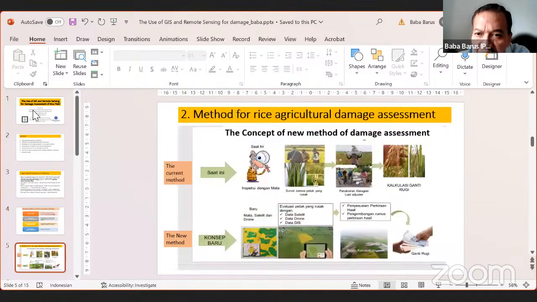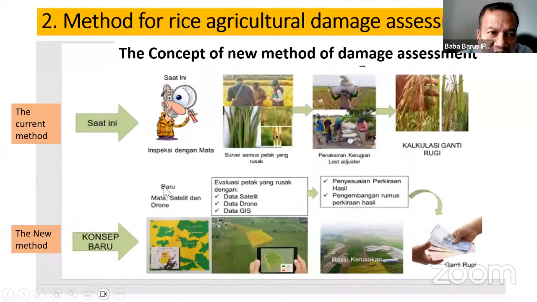Sorry, Professor Baba, can you slideshow the screen? Yes, I'm sorry. Yeah, so we can see clearly. Sorry, the text is still partly in Indonesian.